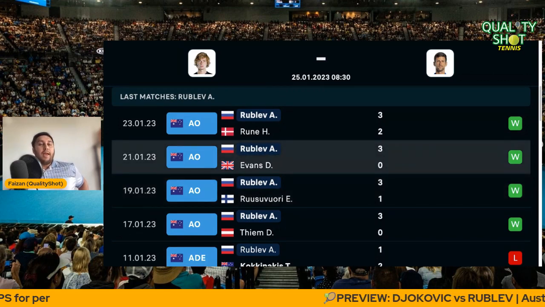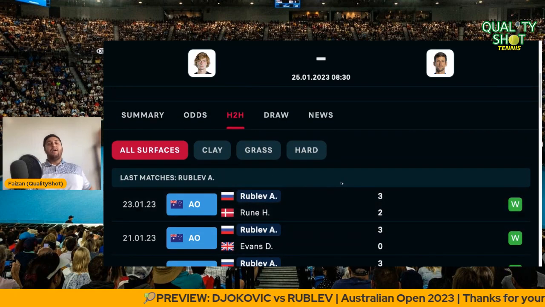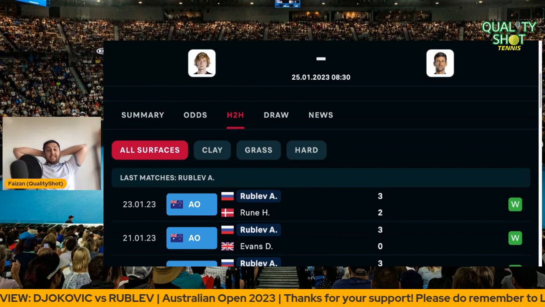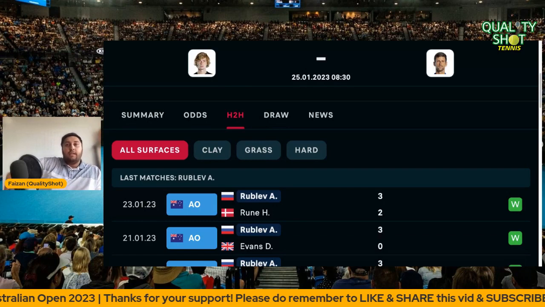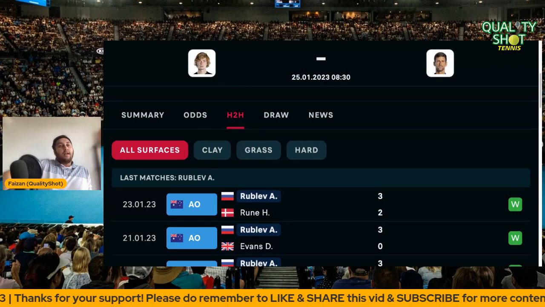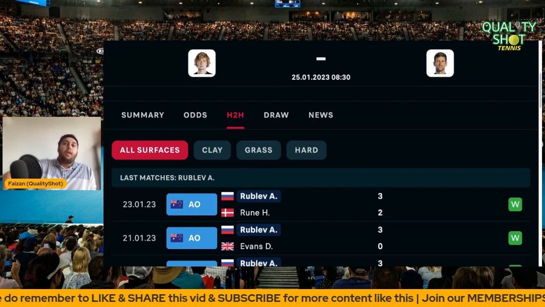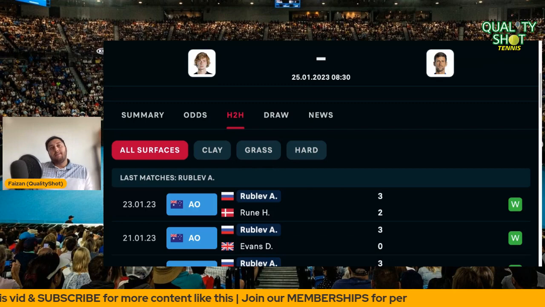In terms of then, how's this going to play out? How does it look? You saw the stats, right? The analytics, the data from people who are much smarter than me. You've seen also the head-to-head on what it looks like, and also the opponents these guys have faced. And I find it really difficult to see how Rublev wins this. And the reason why is there's a couple of factors.